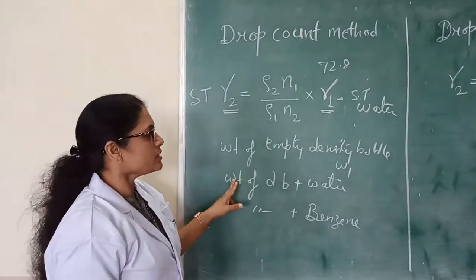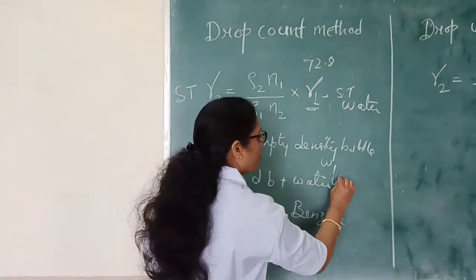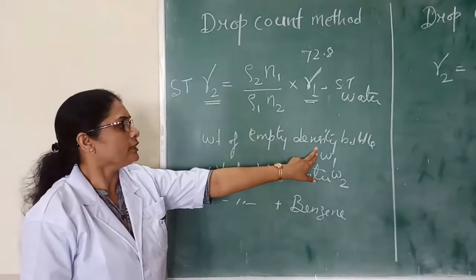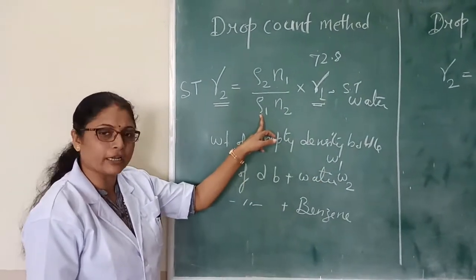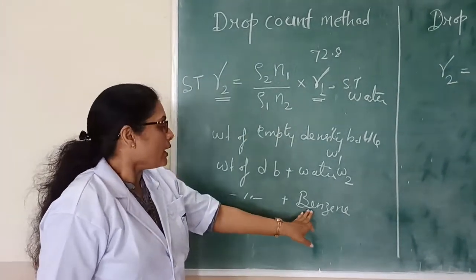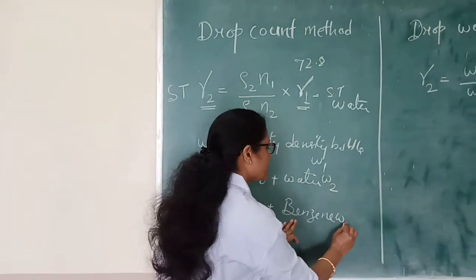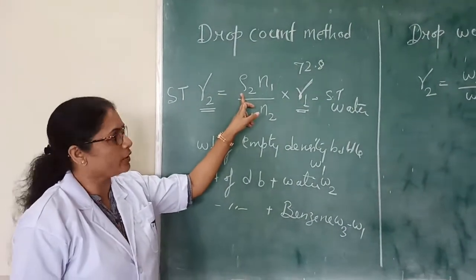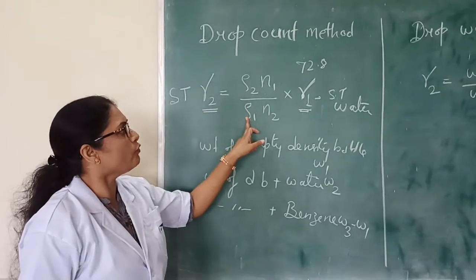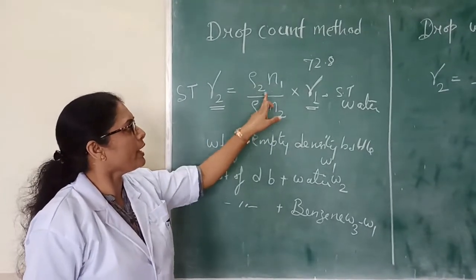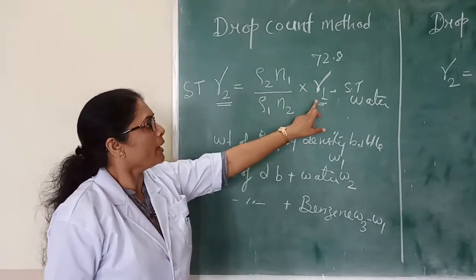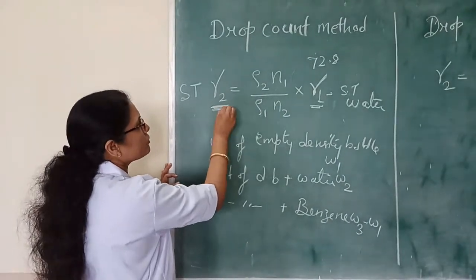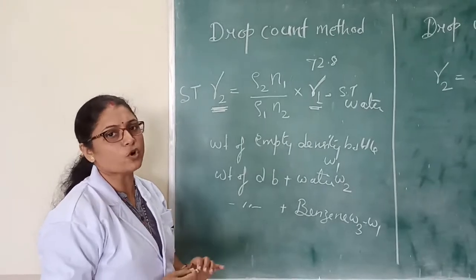Now by using this, W2 minus W1 will give us the density of water, that is rho 1. W3 minus W1 will give us the density of liquid. So by substituting the values over here, rho 2 by rho 1 and N1 by N2, multiplying with 72.8 dynes per centimeter, we can find out the surface tension of liquid by drop count method.